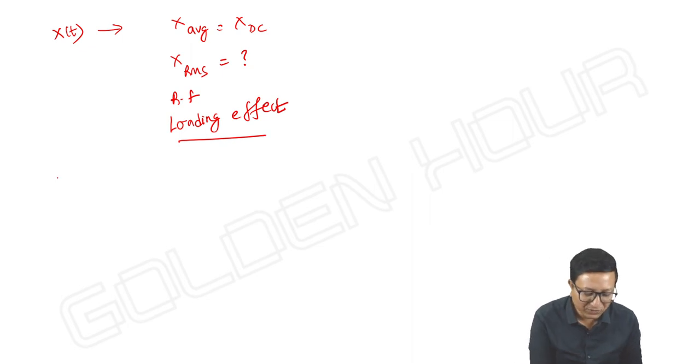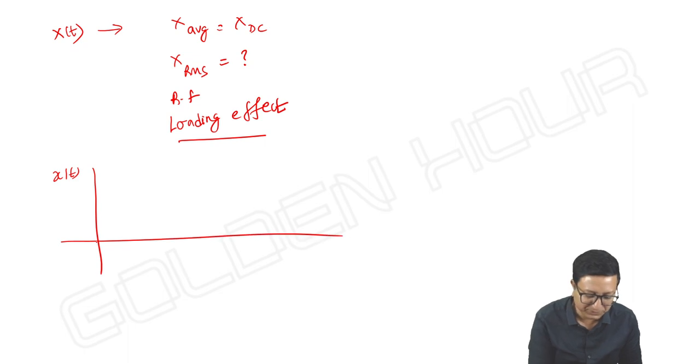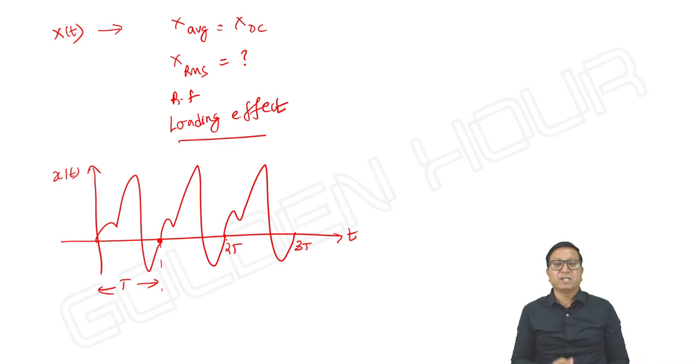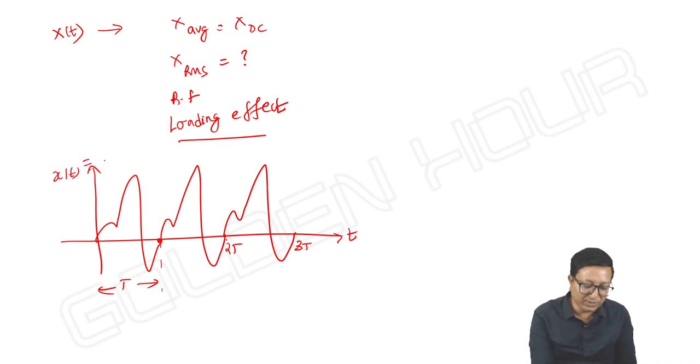Suppose I have a signal x of t, some AC signal, something like this, and its period is capital T. This is 2T and 3T, like this. I have some signal. It is a non-sinusoidal signal. Whenever you have a non-sinusoidal signal, it can be expressed as a combination of DC and AC according to the Fourier series.